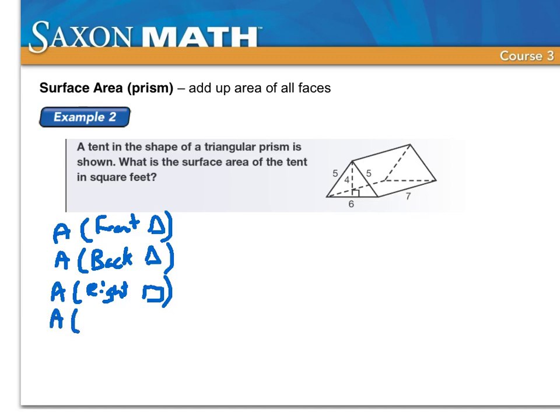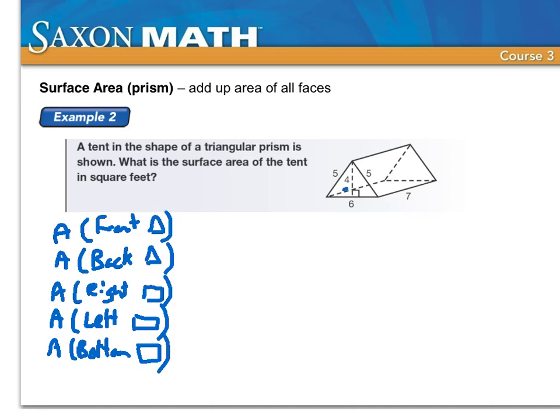And the area of the left side rectangle, and those rectangles should be the same. And then we have a bottom rectangle right here. Okay. And that bottom rectangle is going to be slightly different than the right and left side rectangles. Okay. We're just going to add all those up because those are all 5 faces.